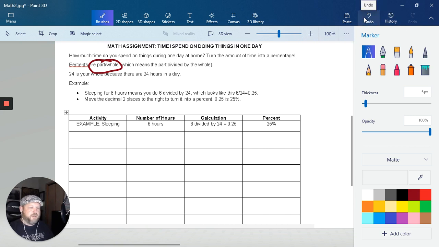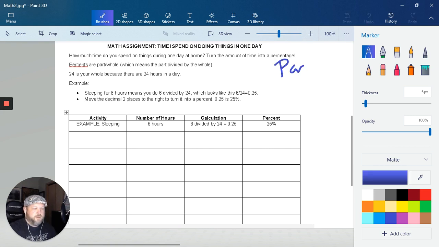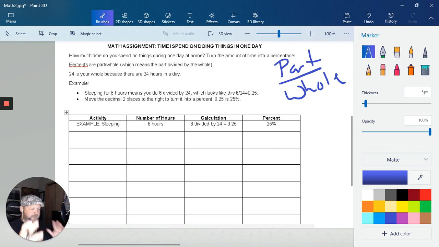So let me write this out to the side here. I'm going to go blue. Let's do part over whole. Okay. Bear with me. I'm working on my computer set up as a tablet, and I don't really do this that much, so bear with me on the writing stuff. All right. So percentage are parts over whole, which means that the part would be divided by the whole.